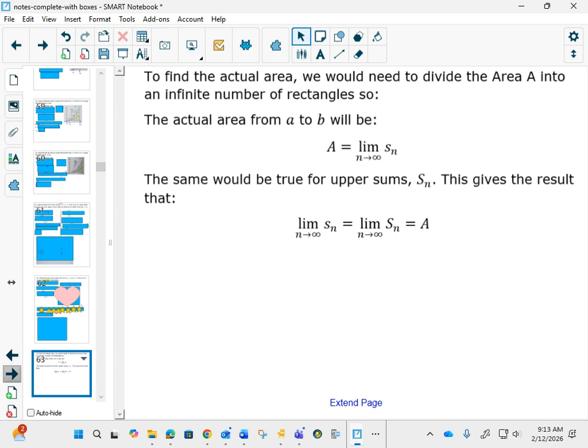Now, if we wanted to find the actual area, because we've been estimating so far, you would have to have an infinite amount of rectangles. And if you did an infinite amount of rectangles, the limit as n goes to infinity of all the small minimum rectangles would equal the area. And the limit as n goes to infinity of all the bigger overestimates would also go to the area. And that would mean that these two limits would be the same.